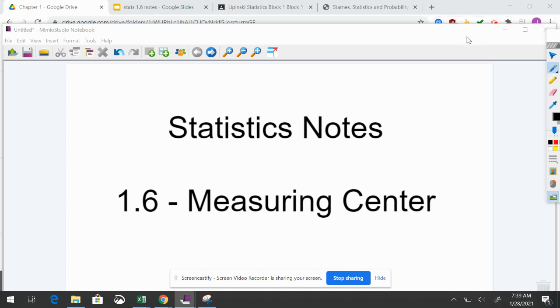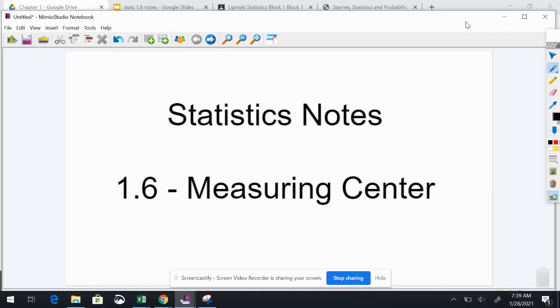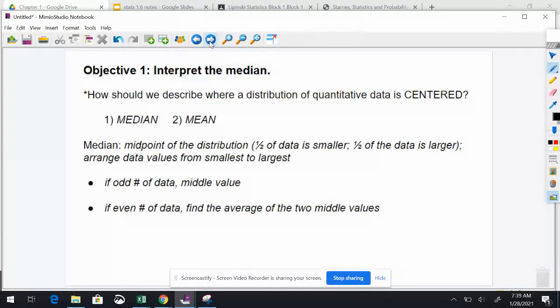All right, so we have 1.6 statistics notes, and we are getting into measuring the center. We should be doing two things here that you're somewhat familiar with. We're going to show you a little bit of technology to use, but it should definitely be something that you have seen before. So we're going to interpret the median. We're going to talk about the center point of the data, which we showed on the dot plot as just being the tallest peak. But now we're going to actually give it a median or a mean.